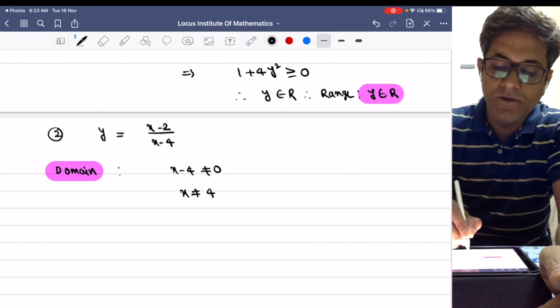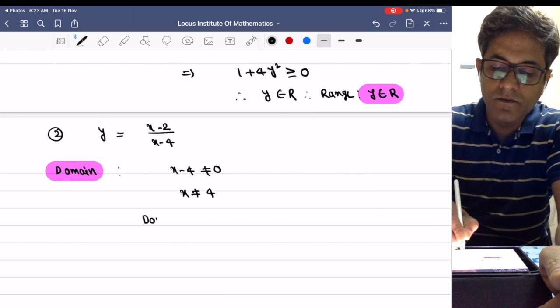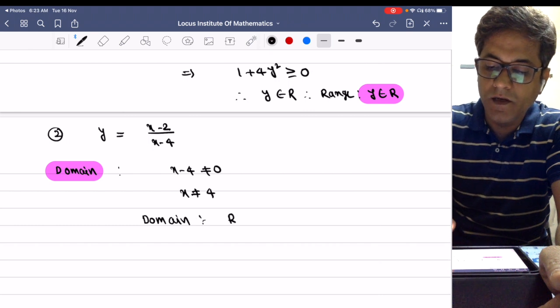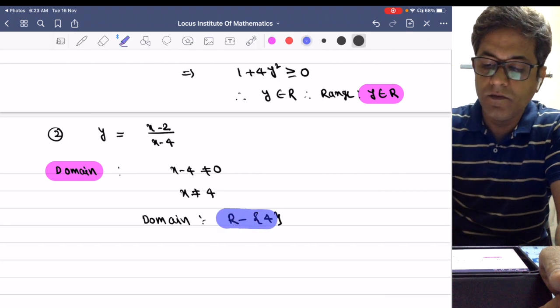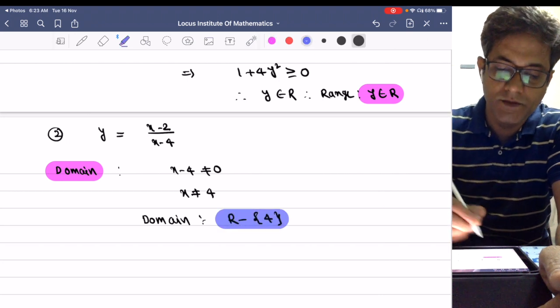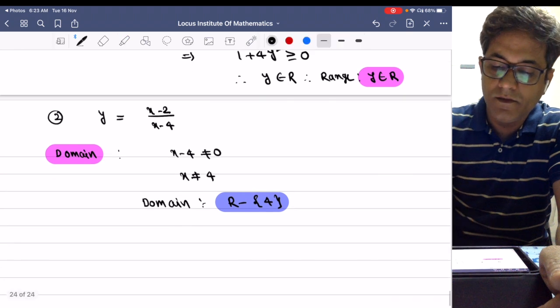Therefore the domain of the function is all real numbers except 4. It is defined for all real values but except 4. This is the domain of the function. Next, range.